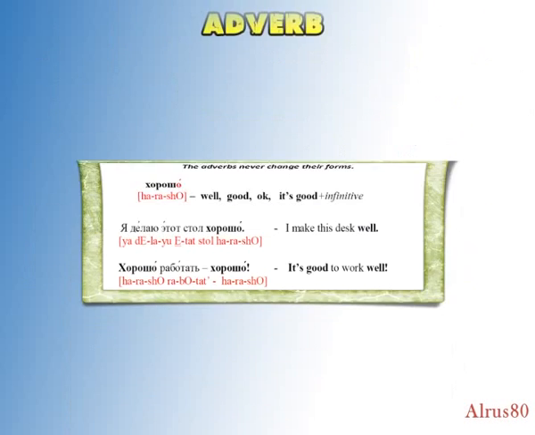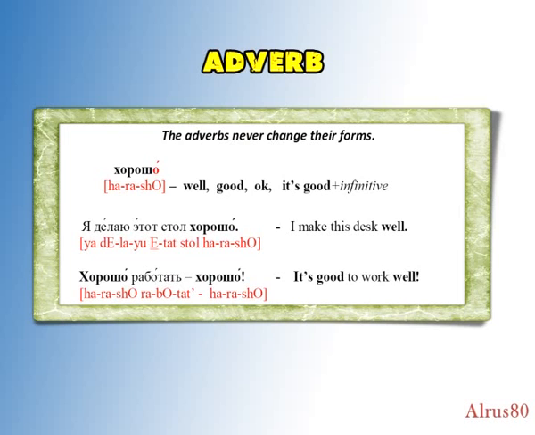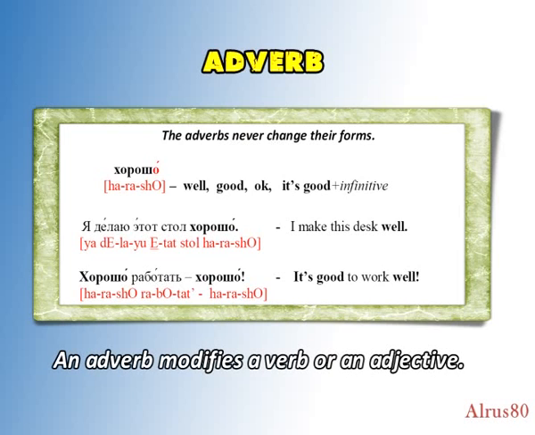And finally, we have adverbs. The adverb modifies a verb. Хорошо. Я делаю этот стол хорошо. Хорошо работать. Хорошо. A language cannot exist without prepositions and conjunctions that join words and phrases together.